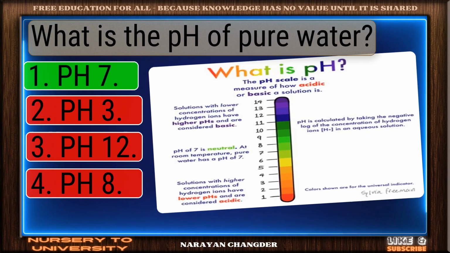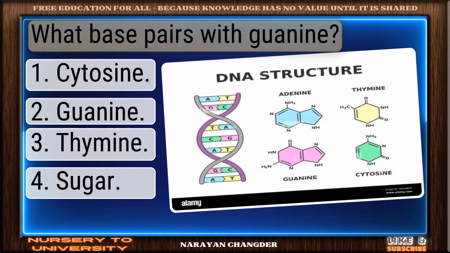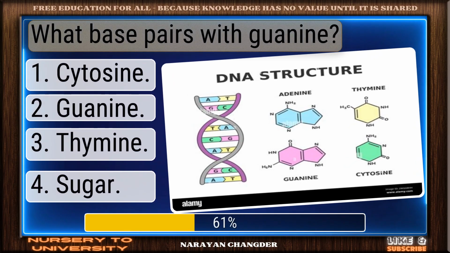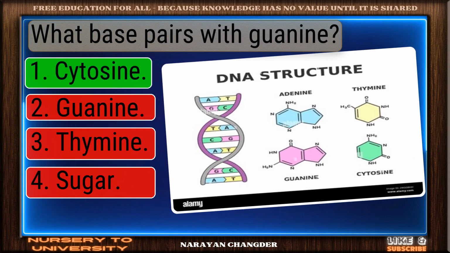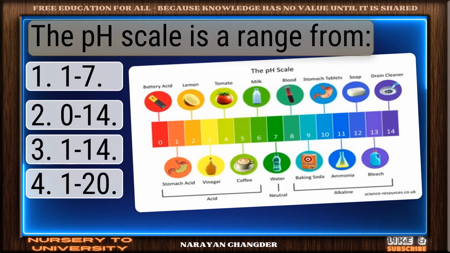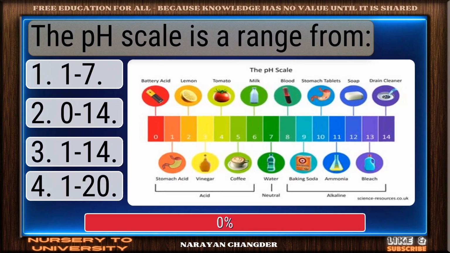Clear logic. Your choice, pH 7, is sound and 100% true. Question number 167. What base pairs with guanine? Good thinking. Cytosine is the right answer. Question number 168. The pH scale is arranged from.